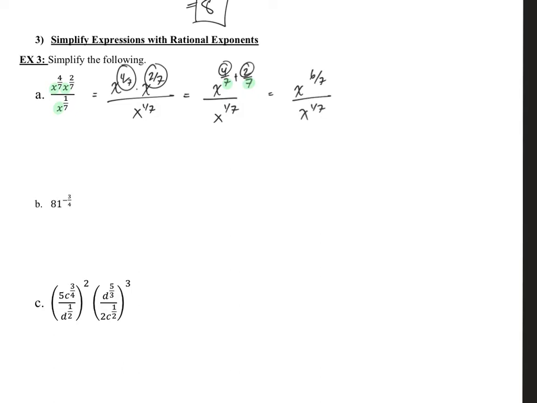So now we have the quotient rule going on. So we'll keep the base of x, and then we'll subtract the exponents. So 6 over 7 minus 1 over 7. Well, we have a subtraction problem, but the fractions have the same denominator. So that's great. Then we'll just do 6 minus 1, which is going to be 5. So for the x, 5 over 7. And that is our answer.